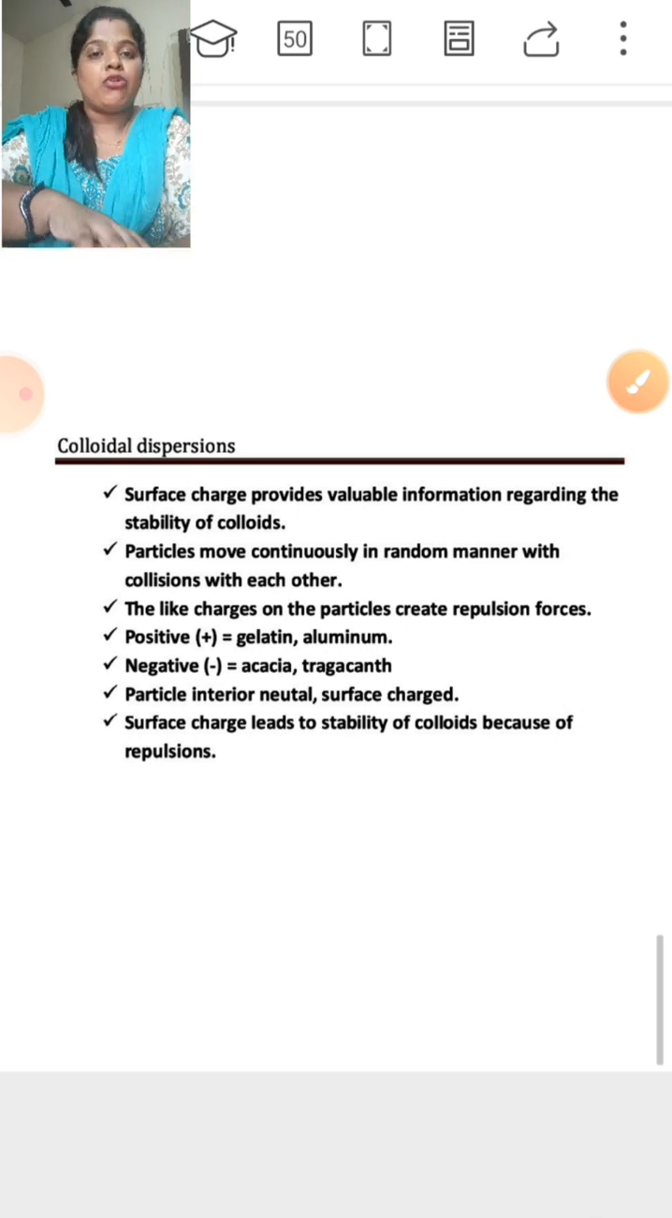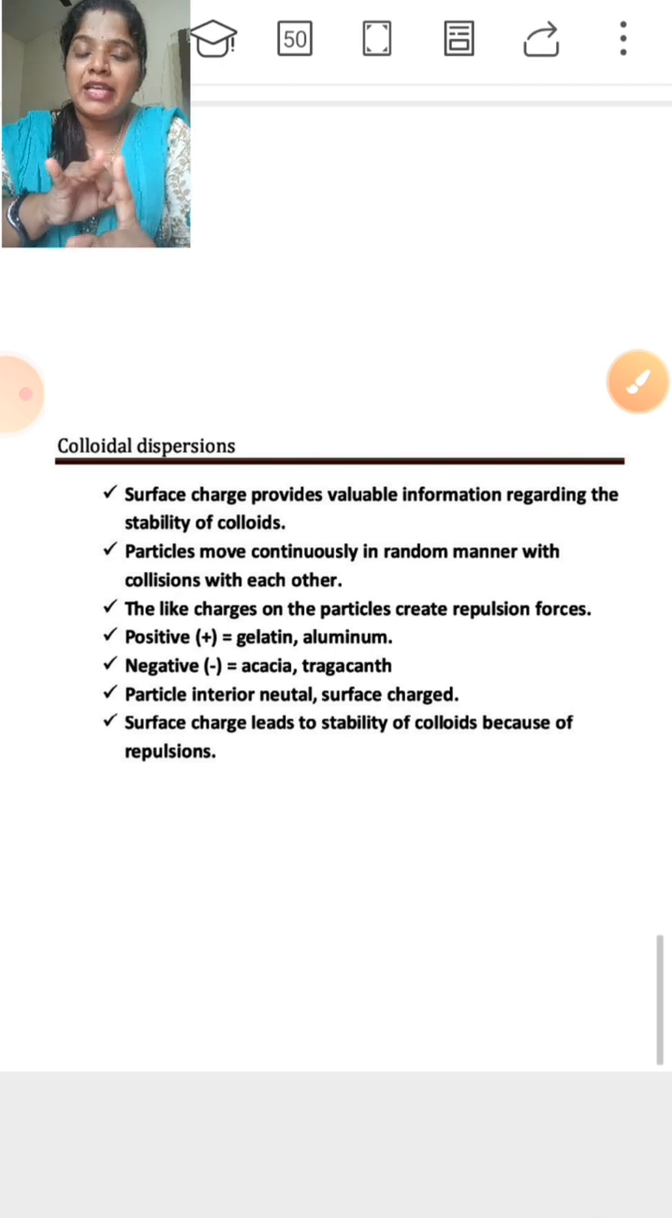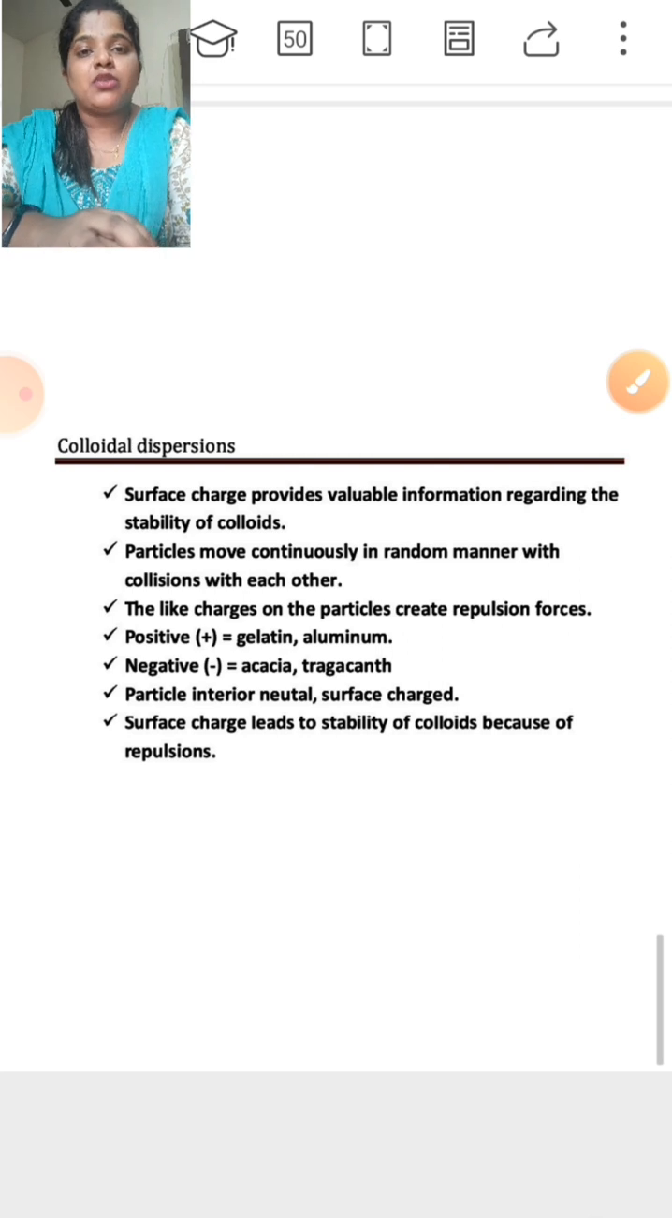Okay, so I hope you all understood. We discussed in this class an introduction to colloids, their classification and their characteristics. We will see more in the next lecture.